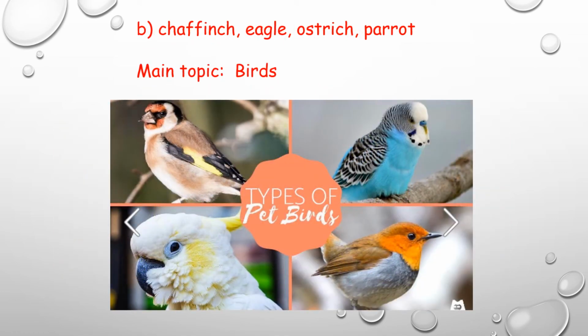Let's take a look at B, chaffinch, eagle, ostrich and parrot. Now then, did you figure it out? These are all types of birds. So the main topic would be birds. So it may be, if you were interested to learn about chaffinches or eagles or parrots, you would go to the non-fictional section and pick up the book that had the topic called birds. So well done if you managed to get that as the main topic.